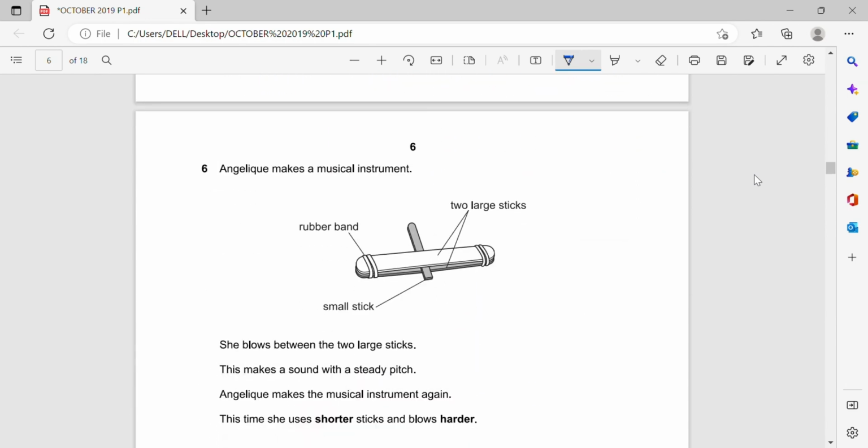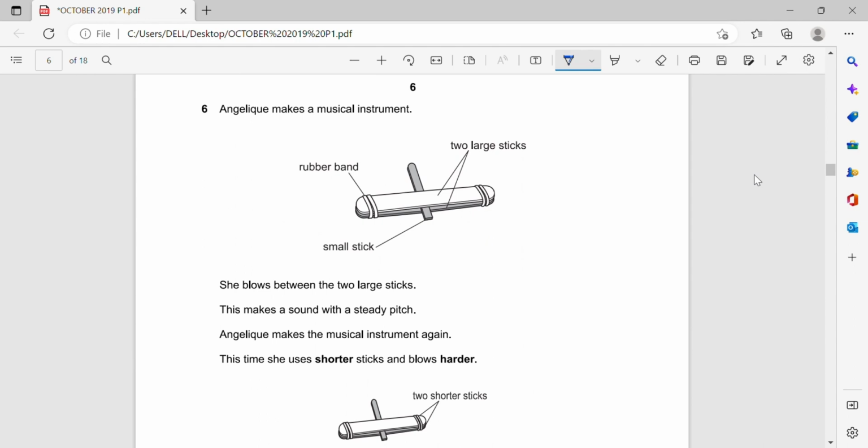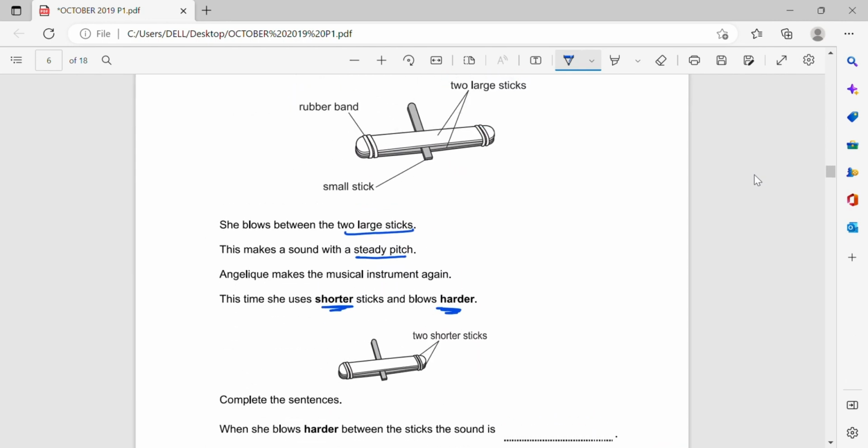Next question. Angelique makes a musical instrument using a rubber band and large sticks. She blows between the two large sticks. This makes a sound with a steady pitch. Angelique makes the musical instrument again. This time she uses shorter sticks and blows harder. So it was large sticks, now it's shorter sticks.